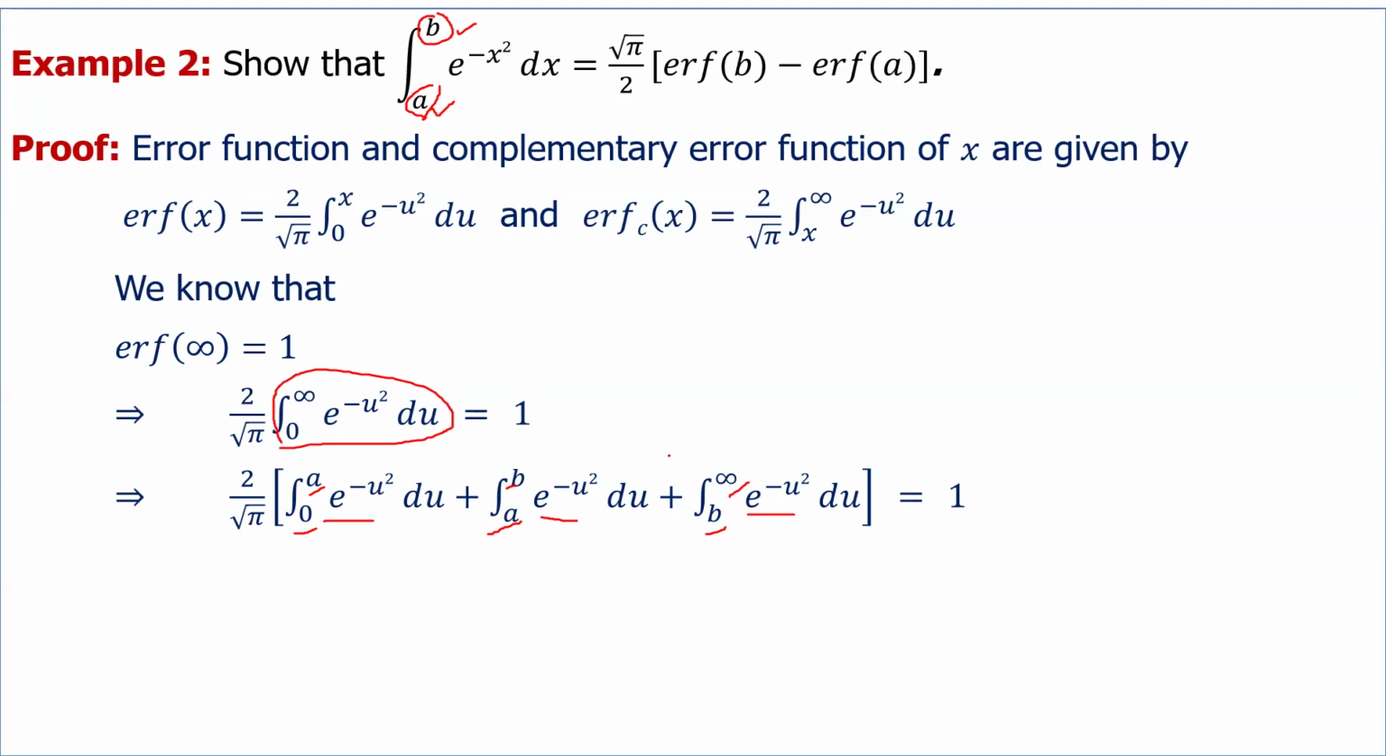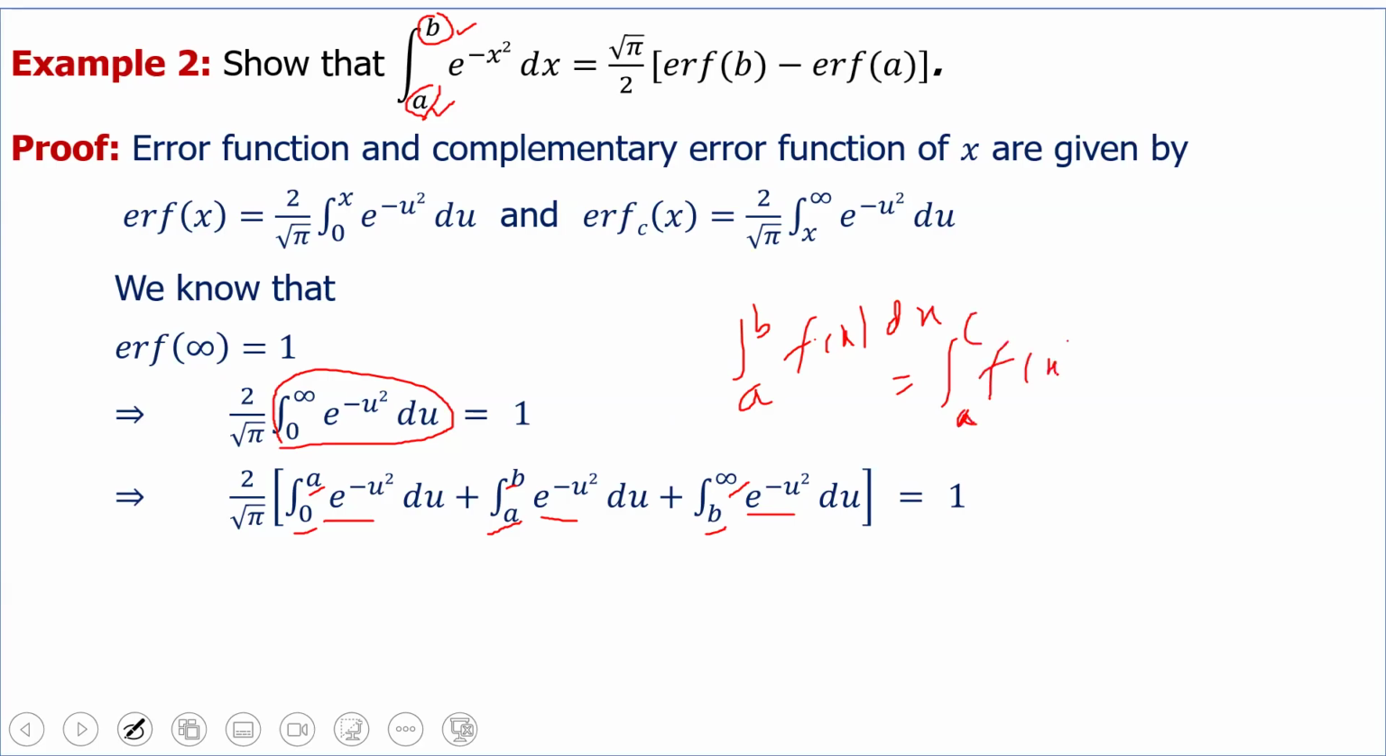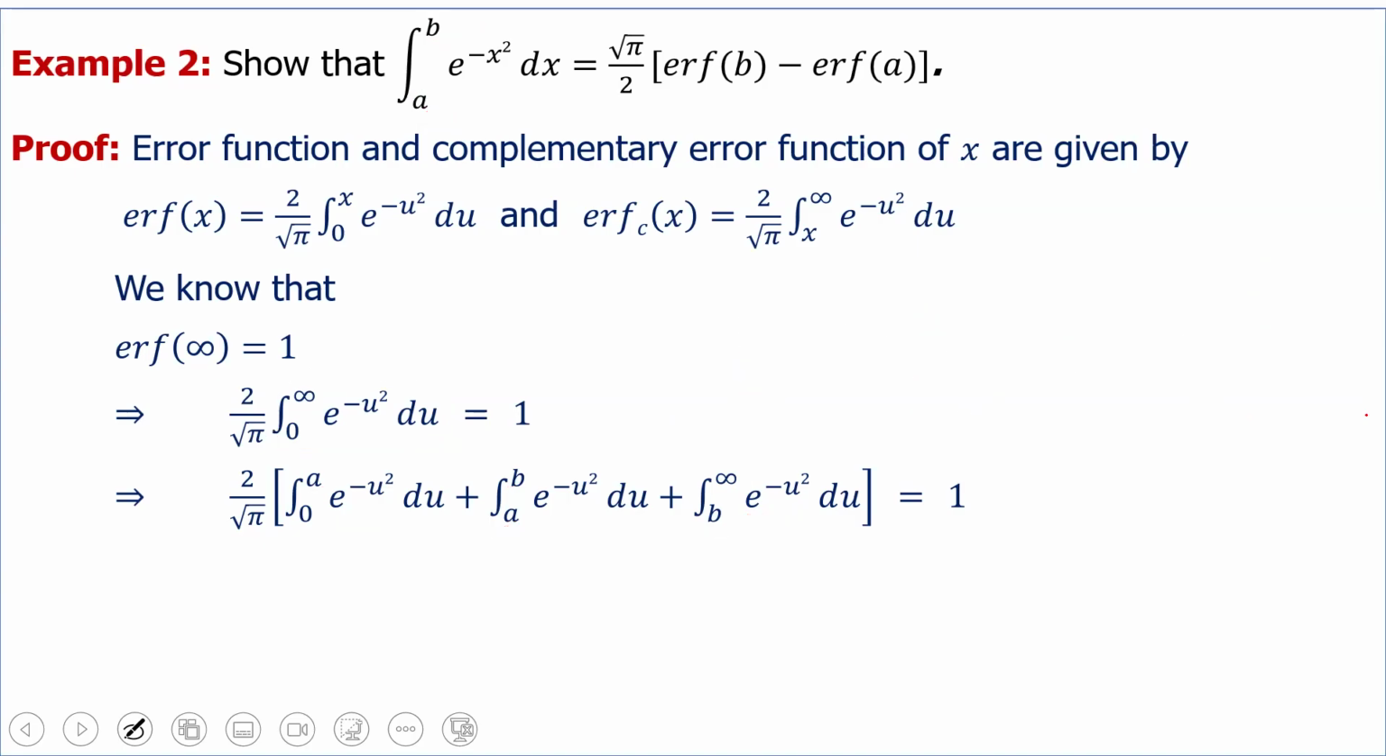Now we know the property that the integral from a to b of f of x dx can be written as the integral from a to c of f of x dx plus the integral from c to b of f of x dx, if c lies between a and b. So we are using this property.